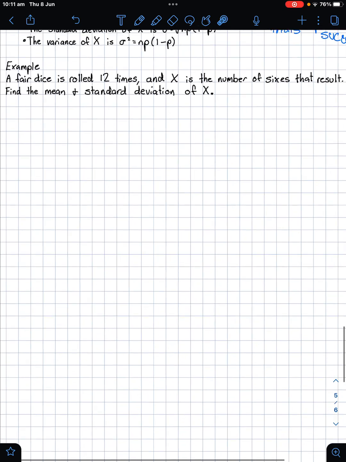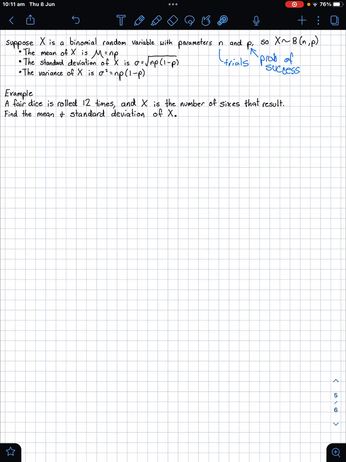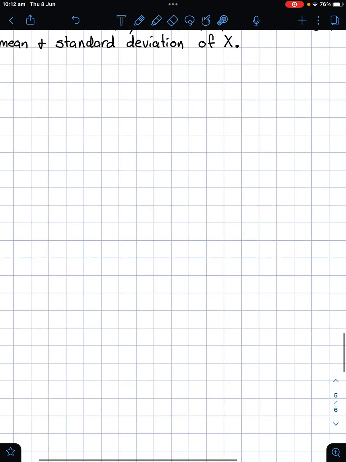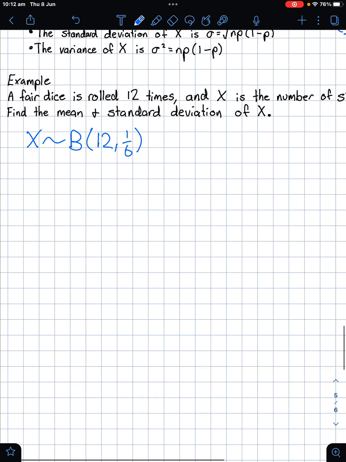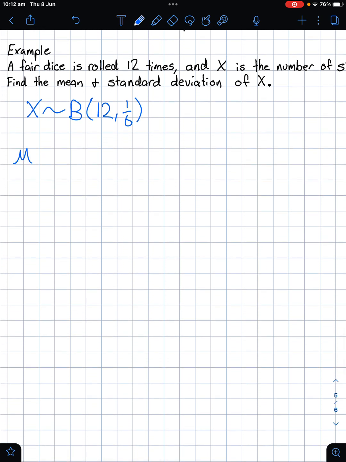So let's jump in. A fair dice is rolled 12 times, and x is the number of sixes that results. Find the mean and standard deviation. We would say that x is binomially distributed with 12 trials, and the probability of rolling a 6 is 1 in 6. The mean is the number of trials times the probability of success, so 12 times 1 on 6 gives 2.